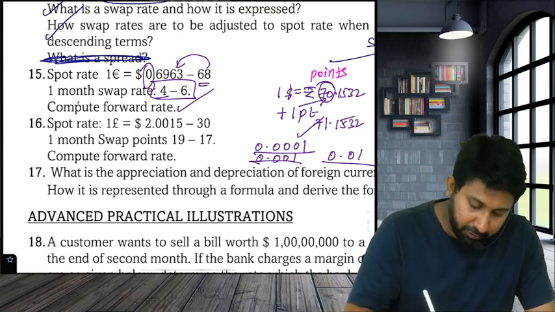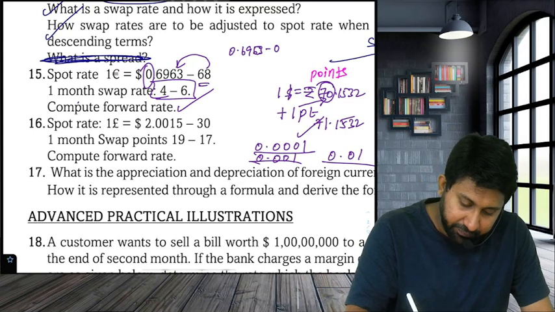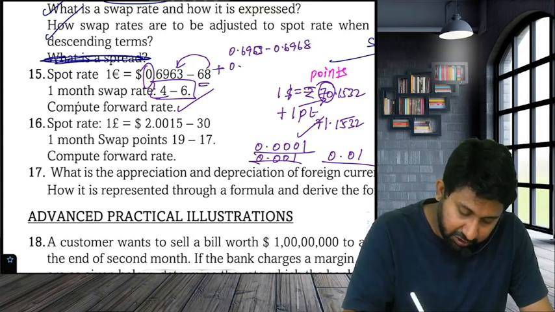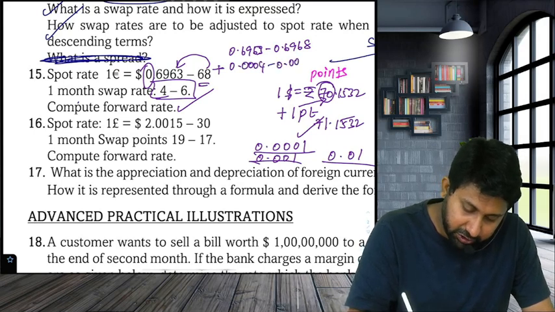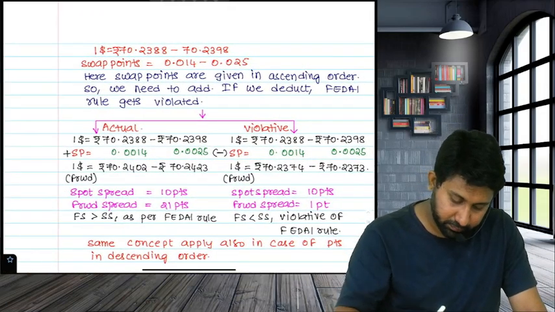Compute the forward rate. How to do? 0.6963 dash 0.6968, plus, it is in ascending order, 0.0004 dash 0.0006. Okay, that's all.